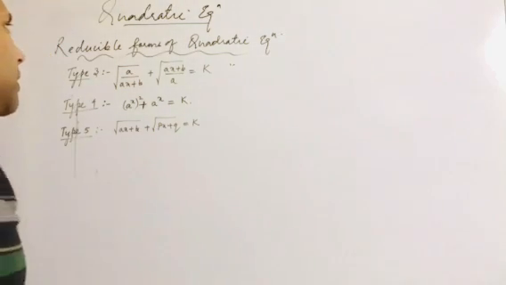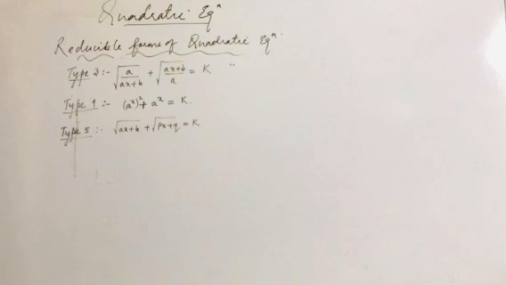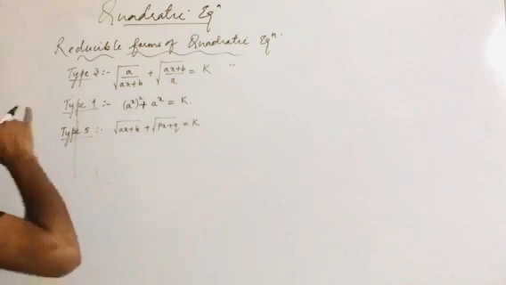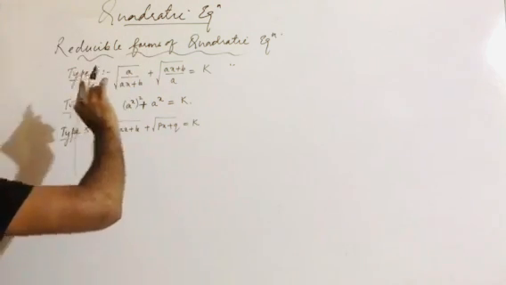Welcome back, students. In today's module, we are going to do the rest of the forms of the reducible form of quadratic equation. So let's start with this form. When you can see that the two terms are given in root on the left hand side or right hand side, wherever it is, but they should be the reciprocal of each other.